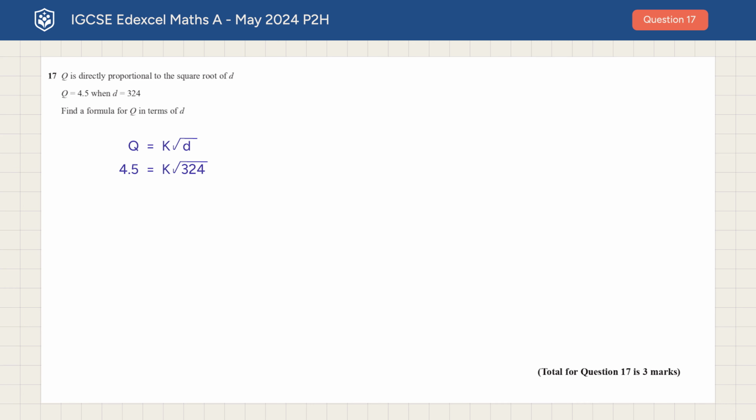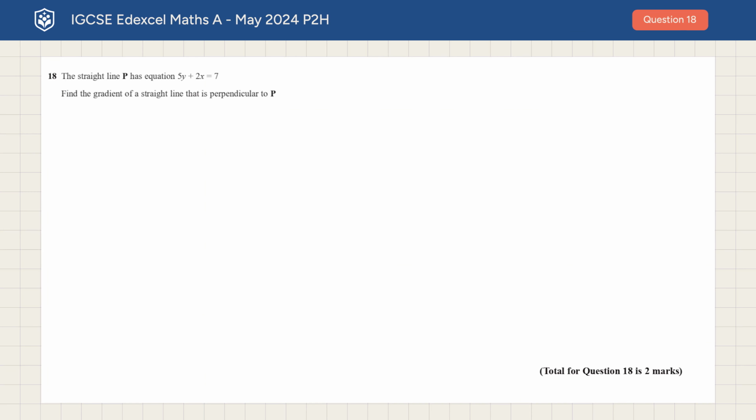The square root of 324 is 18. So our equation simplifies to 4.5 equals 18K. Now we isolate K by dividing both sides by 18. That gives us K equals 4.5 divided by 18. To simplify this fraction, it's helpful to remember that 4.5 is exactly 1/4 of 18. You can also think of it as 9 over 2. Either way, when we simplify 4.5 over 18, we get K equals 1/4. Therefore, the final formula for Q in terms of D is Q equals 1/4 times the square root of D.